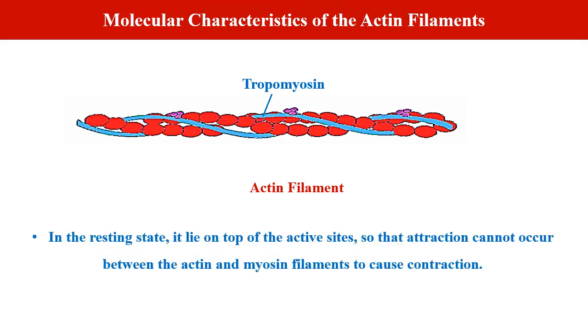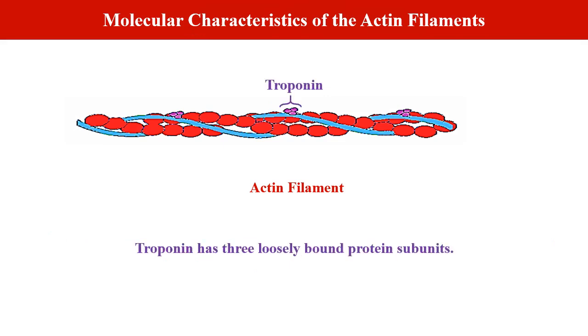In the resting state, it lies on the top of the active sites so that attraction cannot occur between the actin and myosin filaments to cause contraction. Troponin. Troponin has three loosely bound protein subunits.